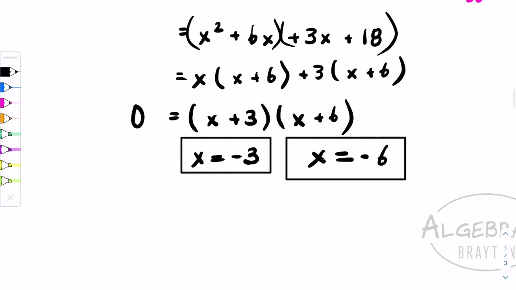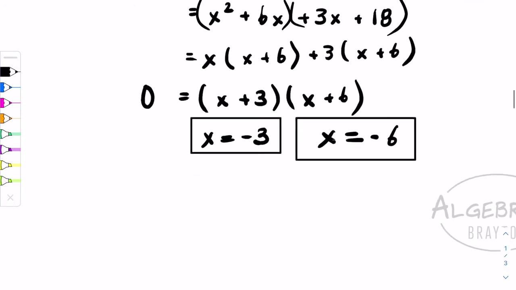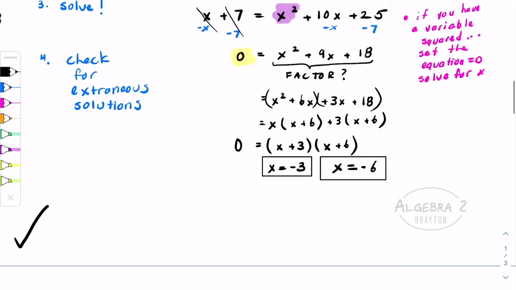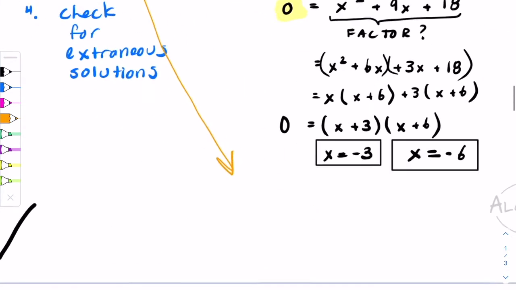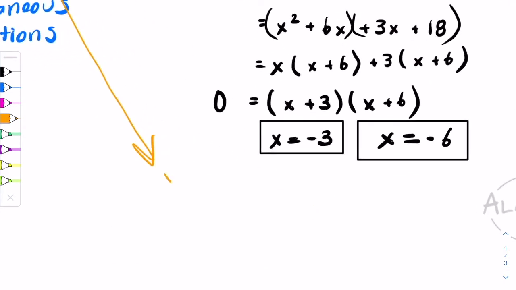Before we can officially say those are our solutions, we need to test our answers in the original expression. So we're going to take this expression from above, bring it down, and test our values. We have to test when x equals negative 3, and we also have to test when x equals negative 6.